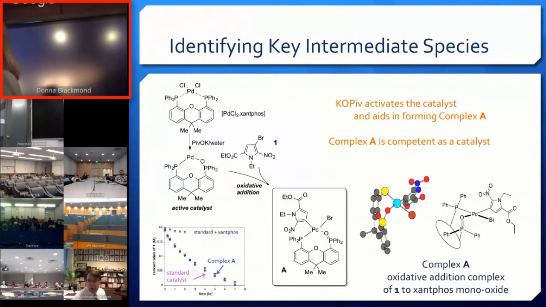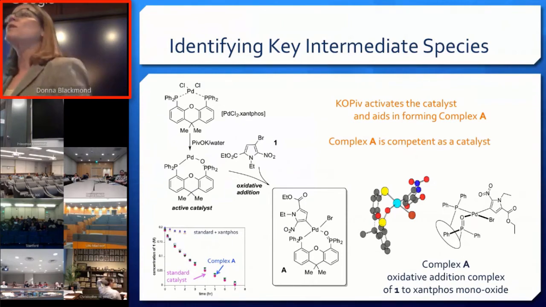We also found out, you can see the kinetics on the bottom left, we actually put complex A in as a catalyst instead of the palladium Xantphos, and it turns out that it's completely competent. It gives exactly the same rate. That's two runs that fall right on top of each other. So that says that complex A is competent. It probably exists in the catalytic cycle.